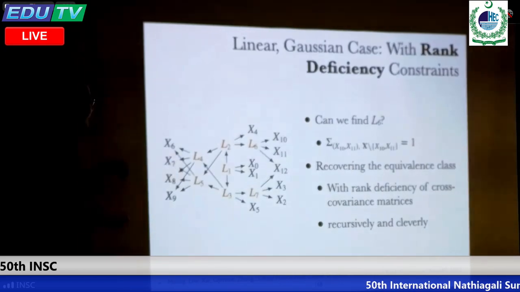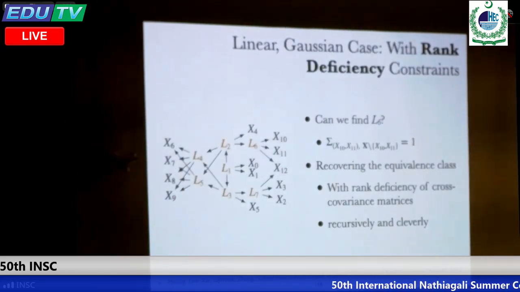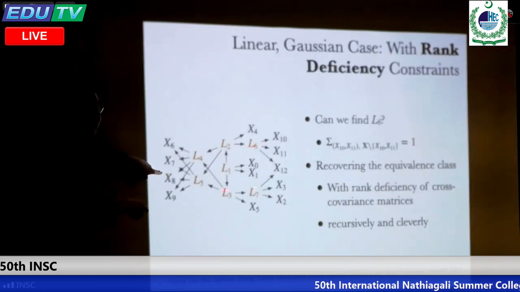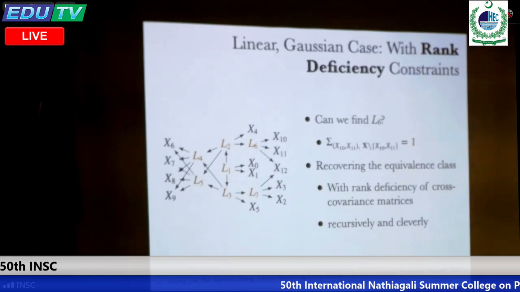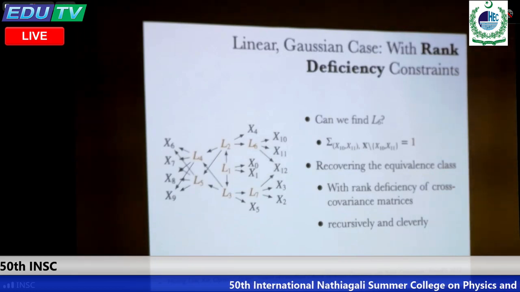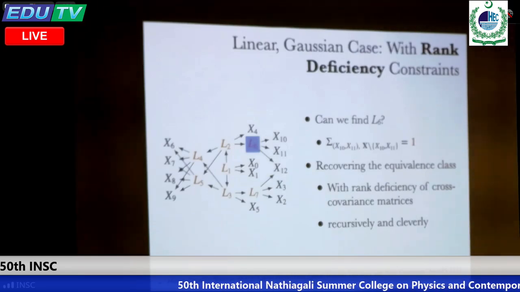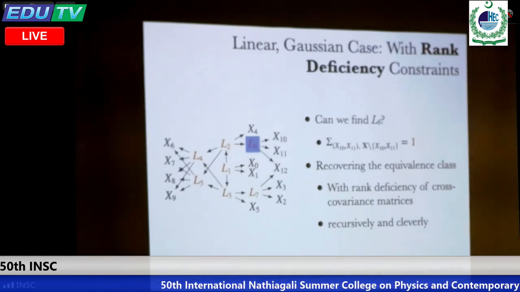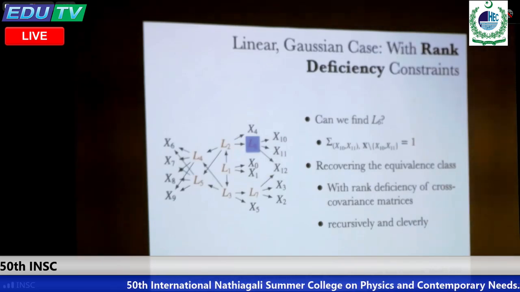So here, first of all, suppose this is a causal graph. All the hidden variables are Li. So Li variables are hidden. And we have Xi variables as measured or observed variables. Now, can you recover the hidden variables? For instance, let's focus on L6 right here. Can you determine the existence of L6 from the data of X?